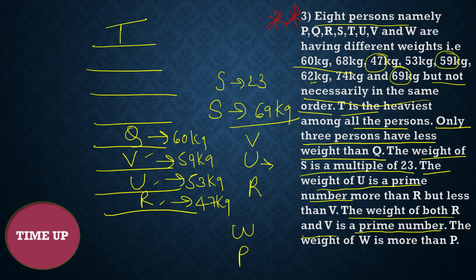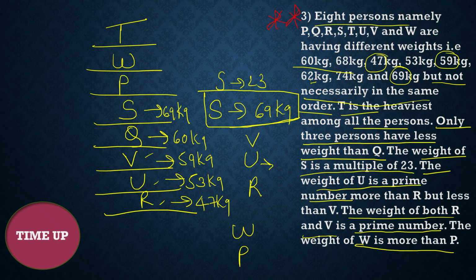And the weight of W is more than P, they have said. Suppose S is 69 kg. This is confirmed. S is 69 kg. If I place S here as 69 kg, then the weight of W is more than P, correct? At the top will be T. T is the heaviest among all.